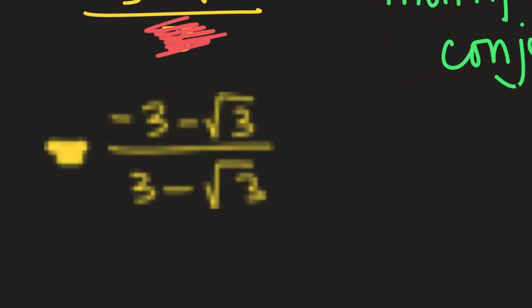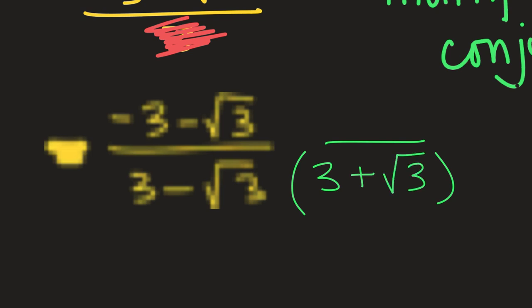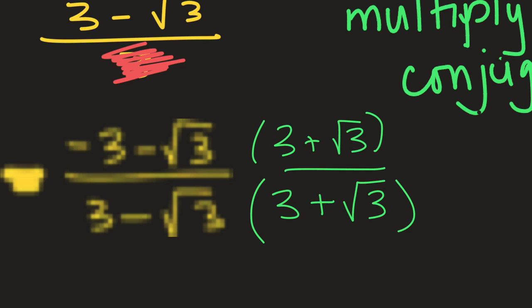Because remember, we're just worried about the denominator. The conjugate of 3 minus √3 is 3 plus √3. And we can only multiply by 1, so we have the same thing on top and on bottom. So now our job is to multiply these things all out.